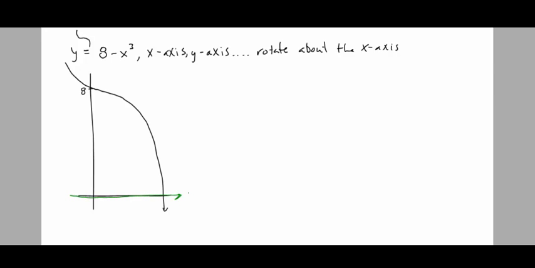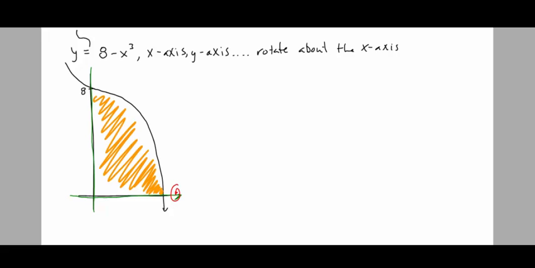This is going to be my x-axis. This is my y-axis, of course. And then my axis of rotation is my x-axis. So the region that I'm looking at here, whoops, let's get the right color. The region that I'm looking at here is this piece right here.